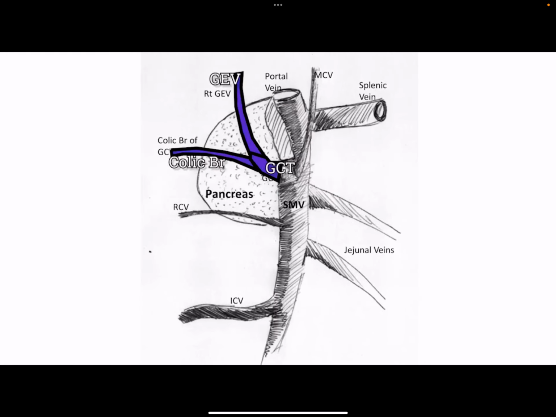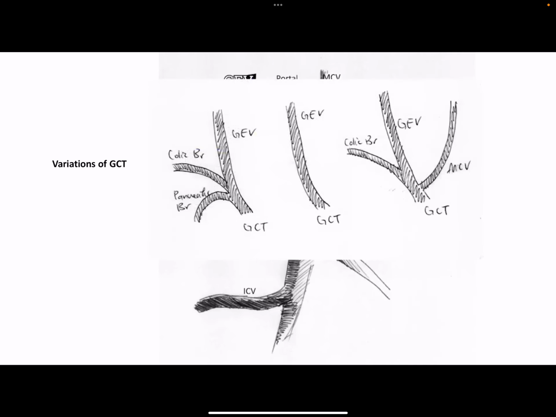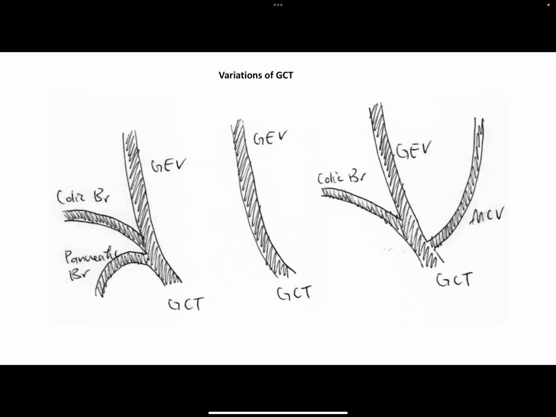Like in this picture, this gastrocolic trunk has given two branches, the right gastroepiploic vein and the colic branch, the right superior colic vein, that is draining and forming the gastrocolic trunk. Quite often we have the superior anterior pancreaticoduodenal vein, which also drains into the gastrocolic trunk. There are various variations of the GCT as shown.